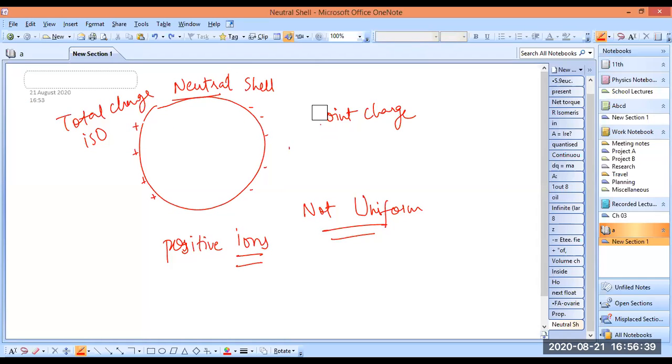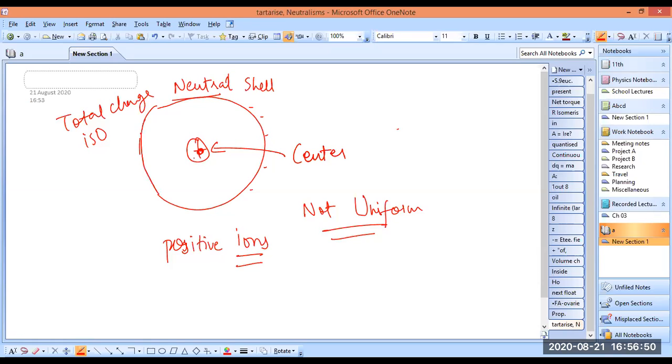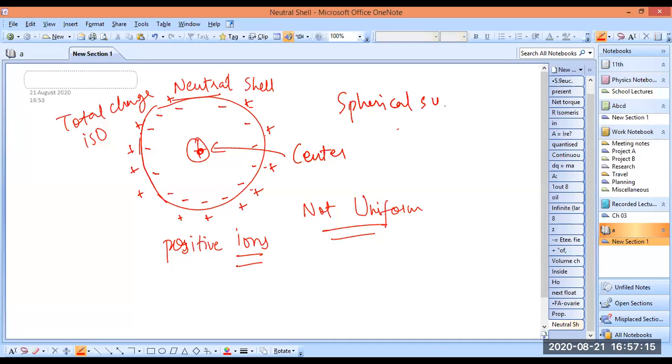But if the point charge was not over there, and was over here at the center, suppose this point charge is at the center, then all the negative charge will settle on the inner surface, and that will be uniform, and the positive charge will settle on the outer surface. So in that case, this will be uniform, because there is again spherical symmetry. Okay, I hope, Srusti, I've answered your question.